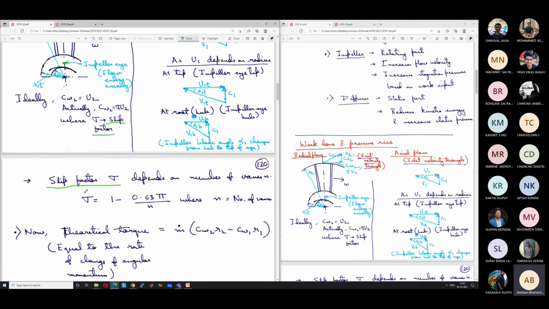So slip factor sigma depends on the number of vanes. There are empirical relations. This is a common empirical relation. Sigma is equal to 1 minus 0.63 pi by n, where n is the number of vanes. So you can see that if n is increased, this factor will decrease. So 1 minus this factor will increase. So sigma will keep on increasing.